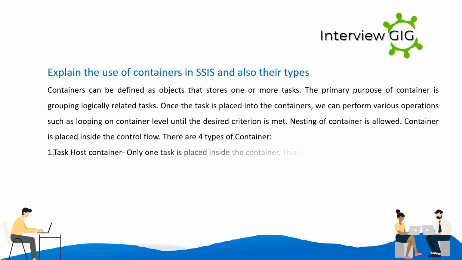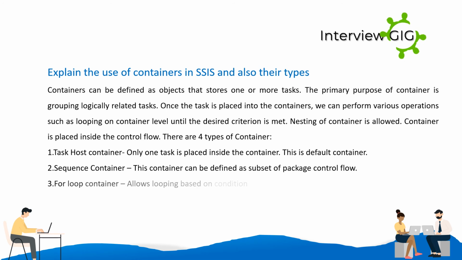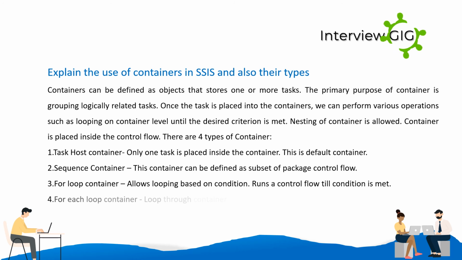There are four types of container. 1. Task host container. Only one task is placed inside the container. This is the default container. 2. Sequence container. This container can be defined as a subset of the package control flow. 3. For loop container, allows looping based on a condition. Runs a control flow till the condition is met. 4. For each loop container, loops through the container based on an enumerator.